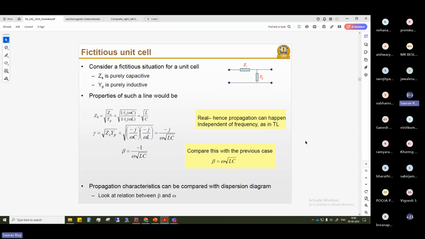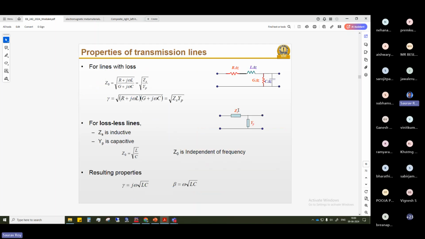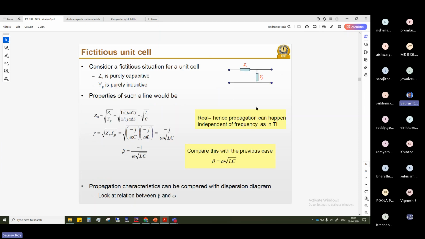Now let's come to a fictitious situation. Let's imagine a situation where we change these conditions. Till now, the series term ZS was an inductor and the shunt term was a capacitor. Now let's change this: let's take the capacitor in the series and the inductor in parallel. So then what happens? Let's say ZS is capacitive, YP is inductive.